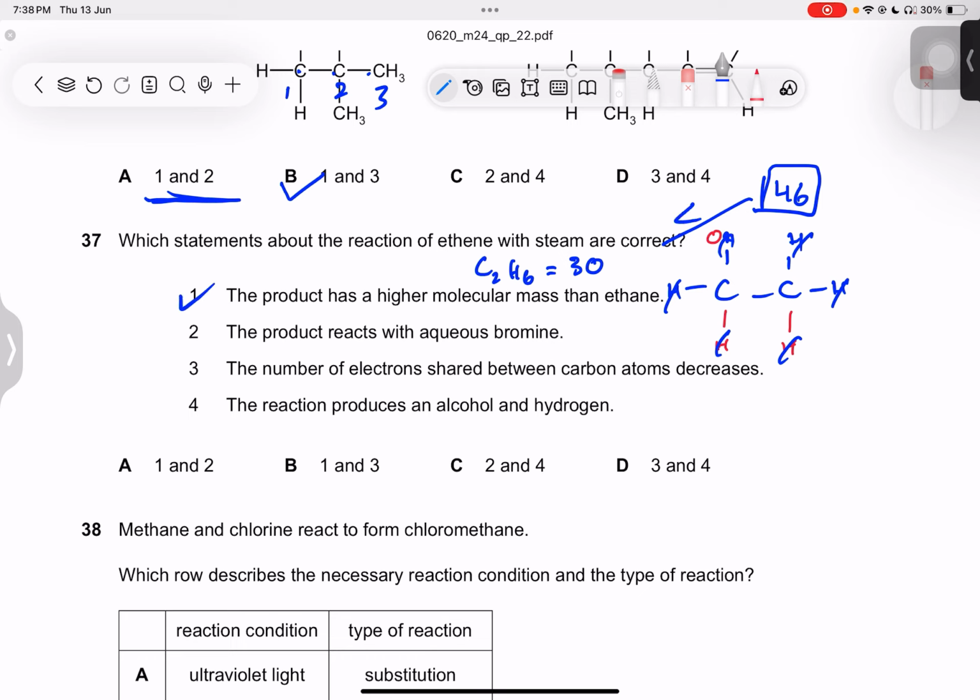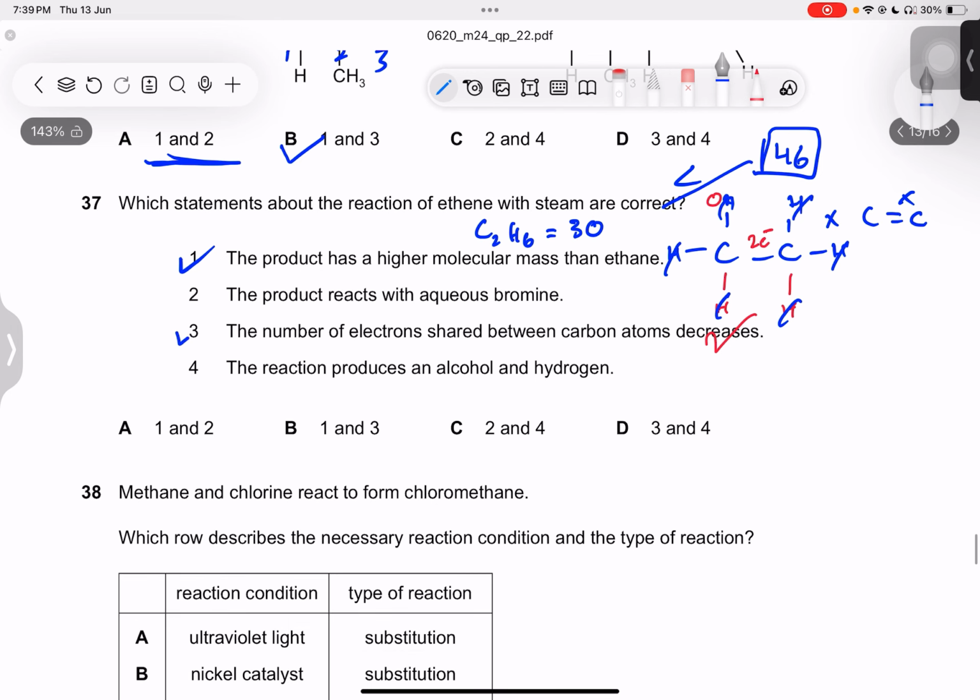So this is correct. The product reacts with aqueous bromine. No, it does not have a carbon-carbon double bond, so no reaction with bromine. The number of electrons shared between carbon atoms decrease. Yes, because initially there was a double bond over here, so 4 electrons were being shared. But now the double bond is gone, only 2 electrons are being shared. So this is correct. The reaction produces an alcohol and a hydrogen. We don't have a hydrogen, we only have an alcohol. So 1 and 3 are correct, and option B.